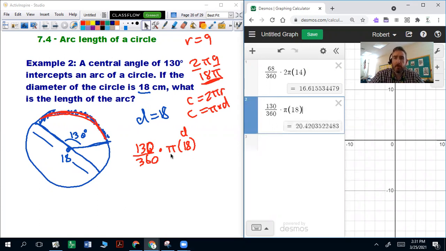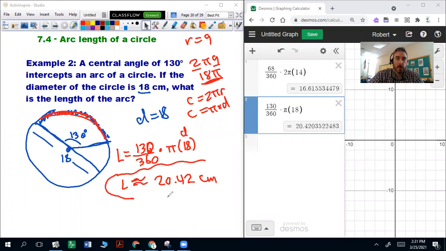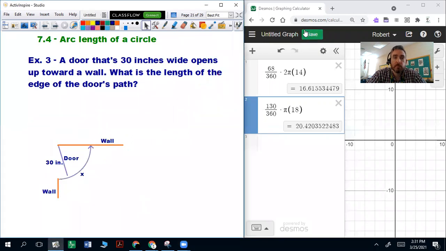And we get approximately 20.4. So our length is approximately, and I'll round it to 20.42 centimeters. So I'll go 2 decimal places out. Usually we're asked to round to 1 or 2 decimal places, so I'll go out 2 spots this time. Okay, let's do one more example. Read through this and try it on your own. And then you can unpause it when you've done.